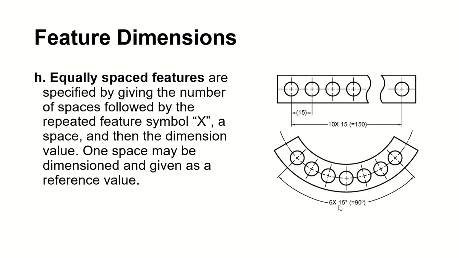This is just talking about your 6x, which I already explained on previous slides. Again, you use the x, no space, and then the value, 6 times of this angle, 15. For your equally spaced features, you have two things: repeated, and this one is your equally spaced features. We use about the same symbols. The name is different, but the principle is the same.